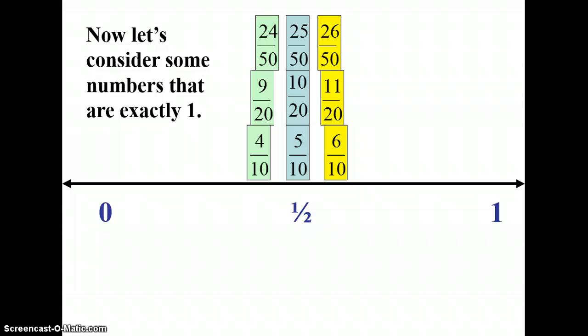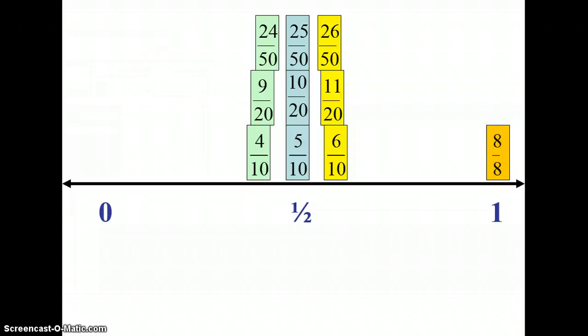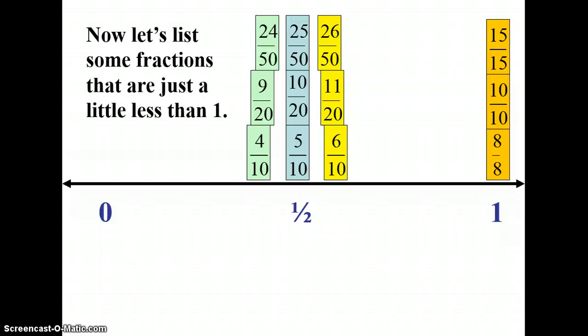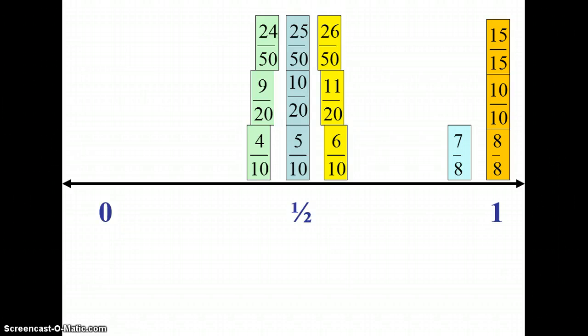Now let's consider some numbers that are exactly 1. 8/8, 10/10, 15/15. Again, as we're going through this, think of some observations you might be making. And now let's consider some fractions that are just a little less than 1. You might be thinking of fractions like 7/8, 9/10, and 14/15.